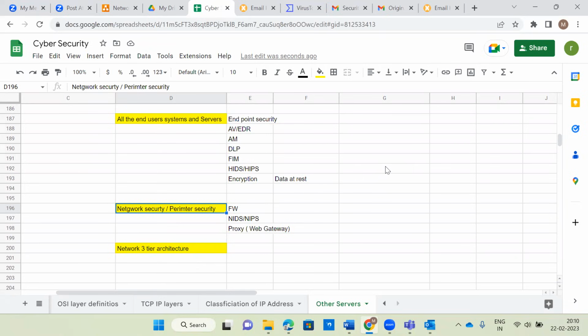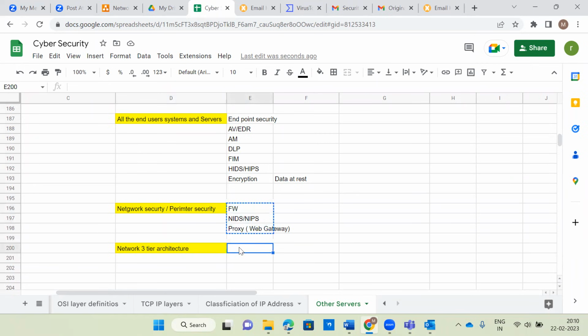What is application three-tier architecture? User layer, logical layer, database layer. That's correct. So same thing, network three-tier architecture contains three different types of solutions. These three.